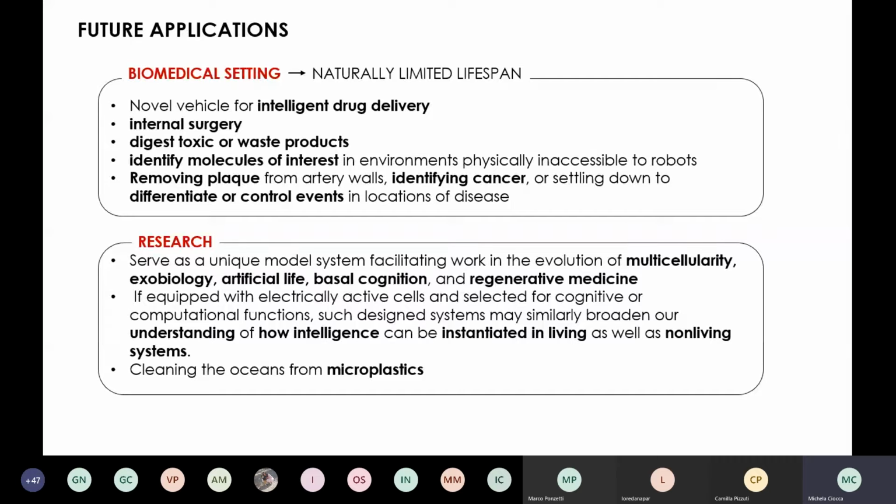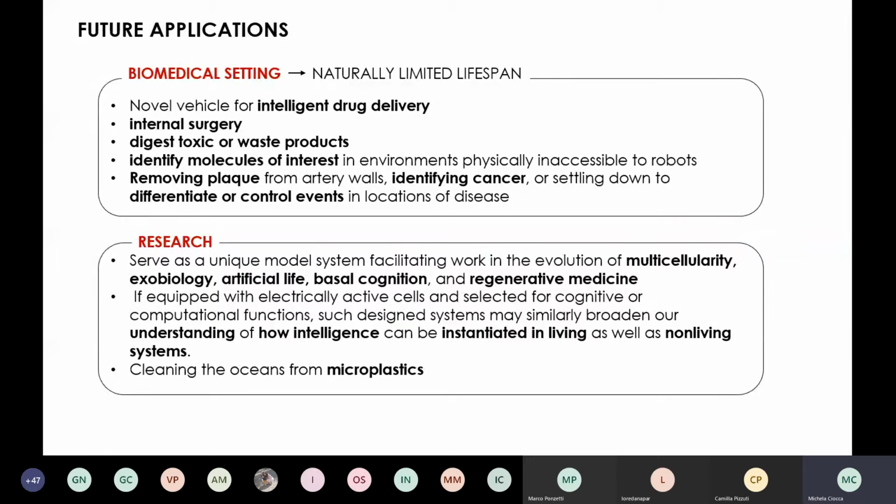For example, here we can see that this organism can be used as a novel vehicle for intelligent drug delivery, or for internal surgery, or to digest toxic waste products, and moreover for identifying molecules of interest in environments physically inaccessible to robots, for example, for micro robots that are made of different materials, for example, plastic or, I don't know, metals, and it could be toxic for the organism. Or at least they can think about the use of this organism for removing plaque from artery walls, or identifying cancer, or sensing to differentiate or control events in the location of disease.